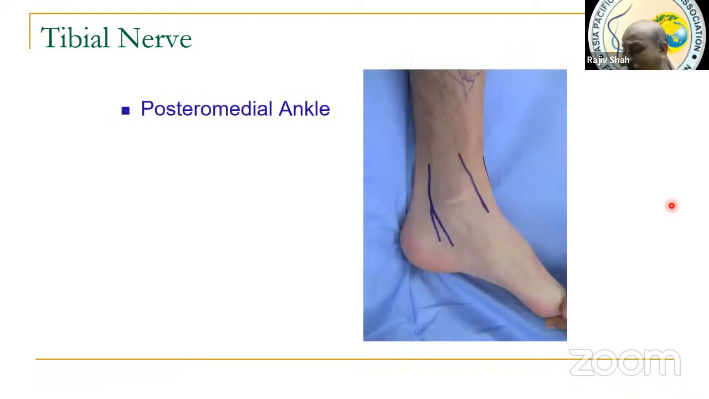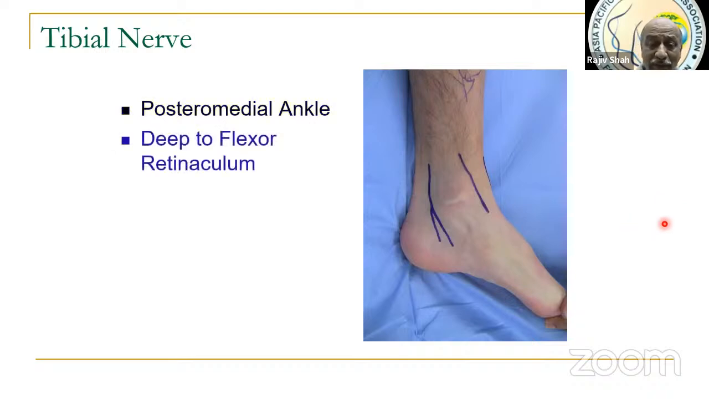Now this is a very important nerve to be blocked, because this nerve is one which I also block for resistant plantar heel pain, where I give a block of the posterior tibial nerve, and that gives pain relief for about 3 weeks. So this nerve is at the posteromedial part of the ankle.